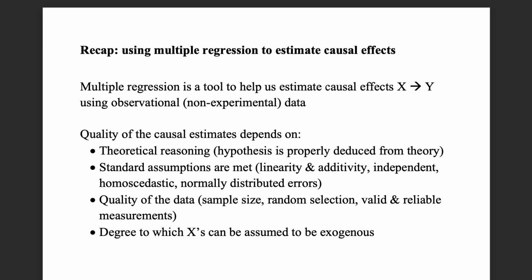And it's also something that ultimately you can only say something about based on theoretical assumptions about how your x's might be or might not be related to the error term in your regression model. Remember, endogeneity, the reverse of exogeneity, is a situation where you have some correlation between the error term in your regression model and your x variables. So that is what we now know about how to use multiple regression to estimate causal effects and what the quality of our causal estimates depends on.